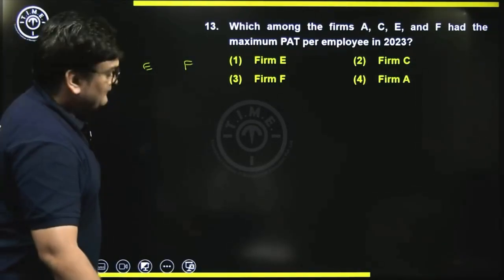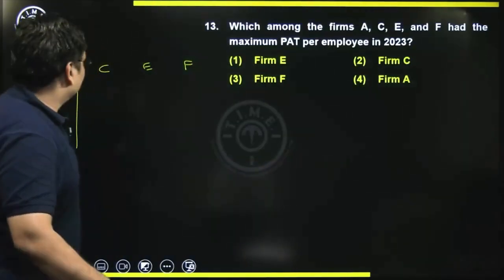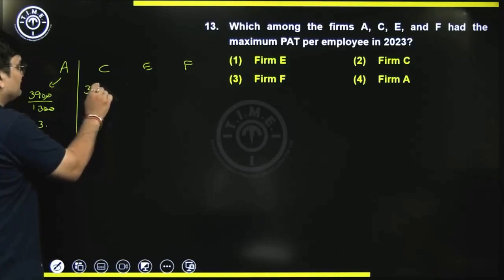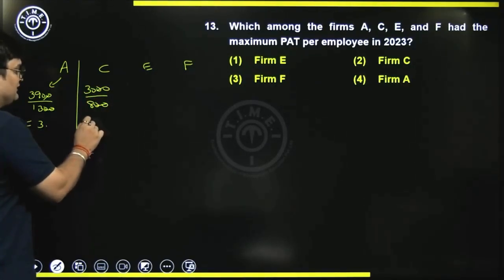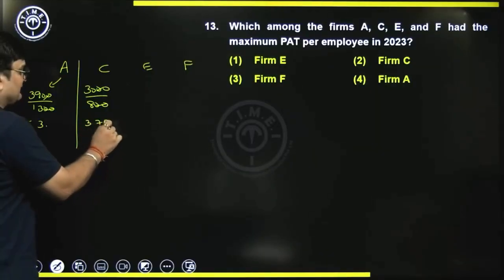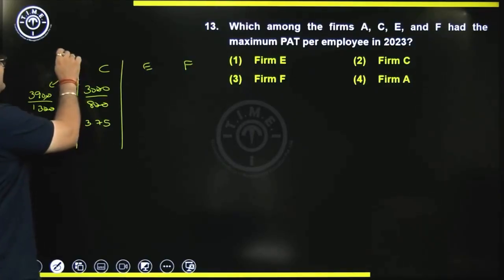For C, 3000 is the PAT and divide by 800. So 3000 by 800 will give you what? 30 by 8 will be 3.75. So it is higher than A. So he is asking us the maximum. So clearly A is not the answer.